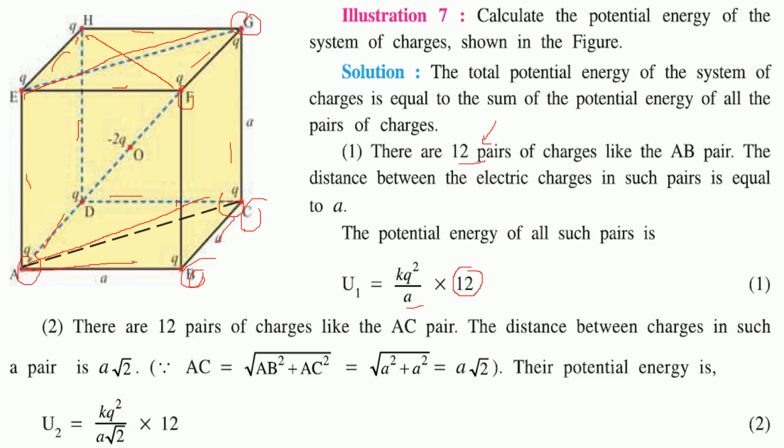So we just have to find one of these. What is the distance between A and C? This is A, this is A. This is a cube, so this is 90 degrees. The distance will be the square root of A square plus A square, that is A root 2. Again, we'll use the same formula. This will be KQ square by A root 2, the distance between them, into 12, since there are 12 of these.